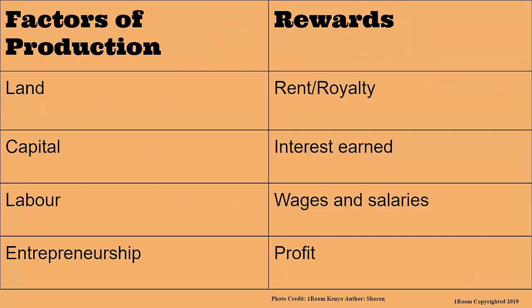That's very easy. We have four factors of production: land, capital, labor, and entrepreneurship. The reward for land is rent. The reward for capital is interest earned. The reward for labor is wages and salaries. And finally, the reward for entrepreneurship is profit.